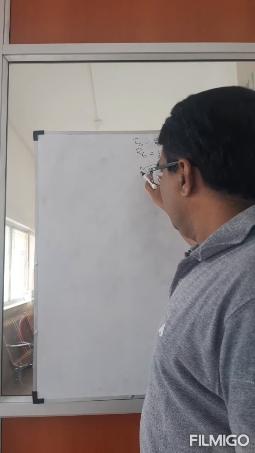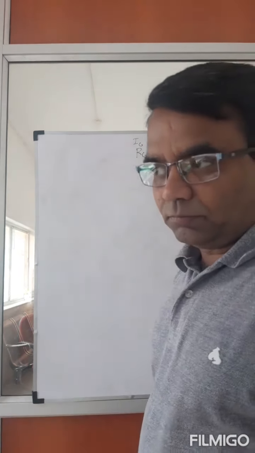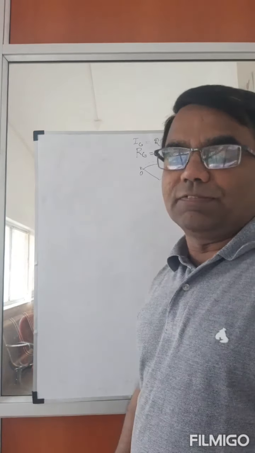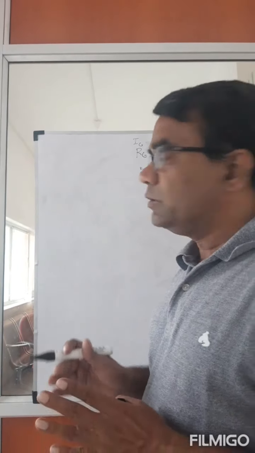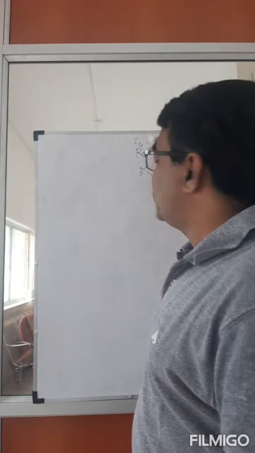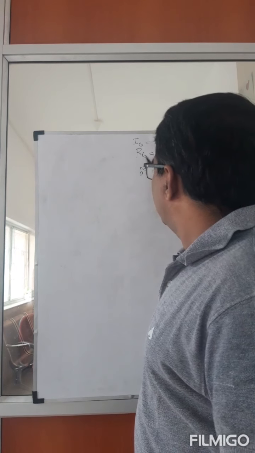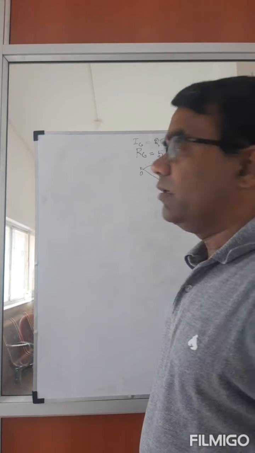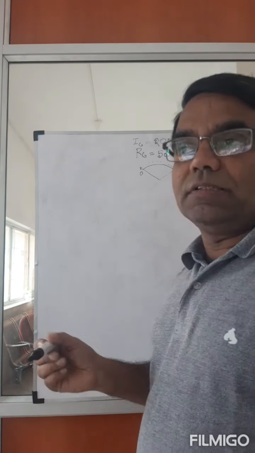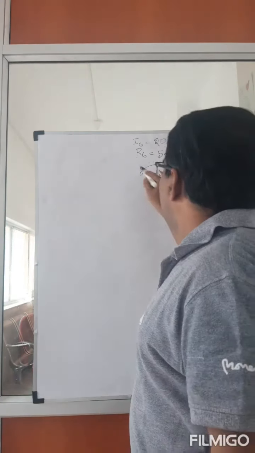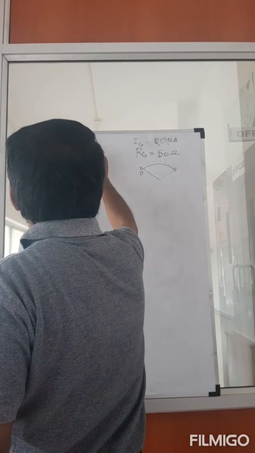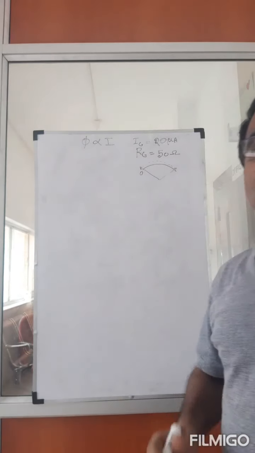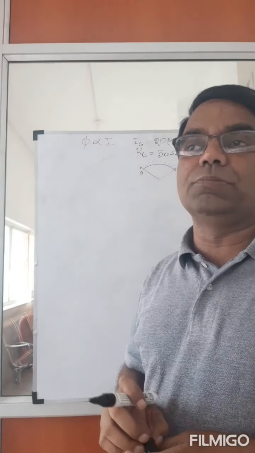So for no current, no deflection. For 20 microamperes, it will show you full scale deflection. For any value between 0 and 20 microamperes, the pointer will point at some other angle. And we know that the angle of deflection phi is proportional to the current. So this is what we derived in the previous video.